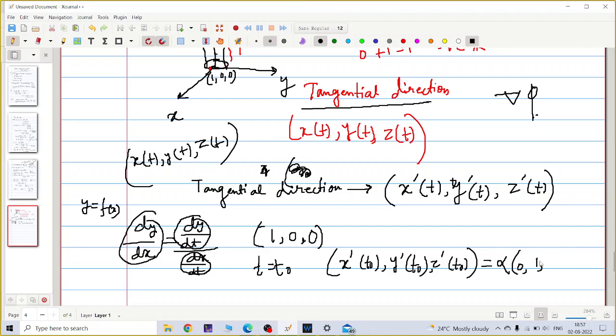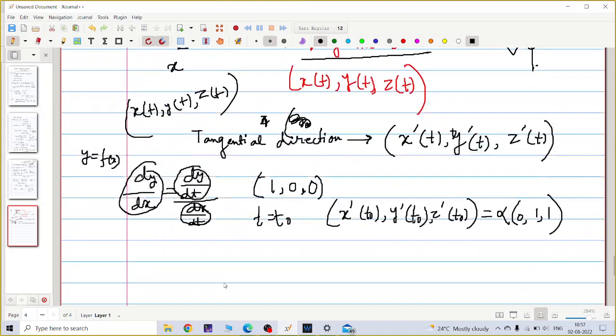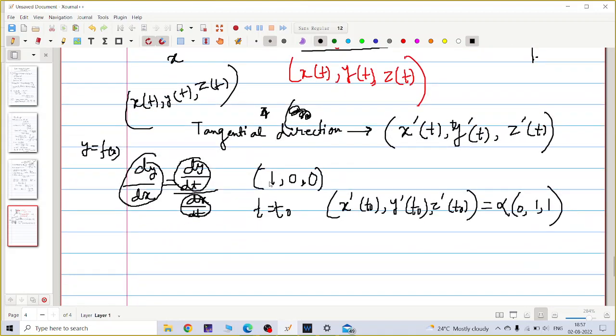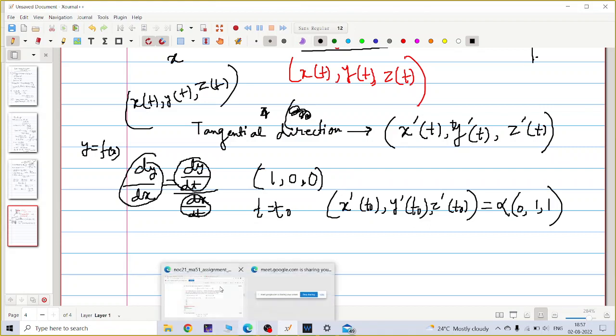It is in the direction of 0, 1, 1, which means what? It can be 0, 1, 1 or otherwise a constant multiple of 0, 1, 1. Right, Viplav? At P, which means at 1, 0, 0. Yes, sir. So I will show you the question again.